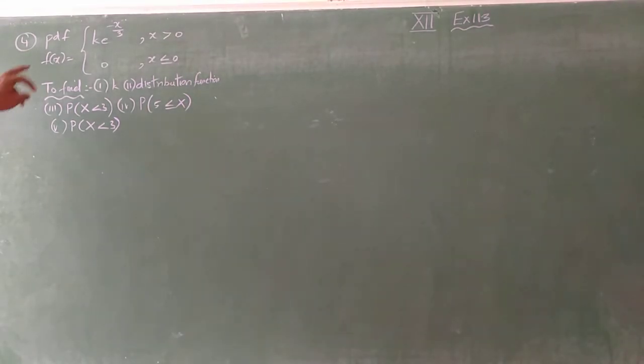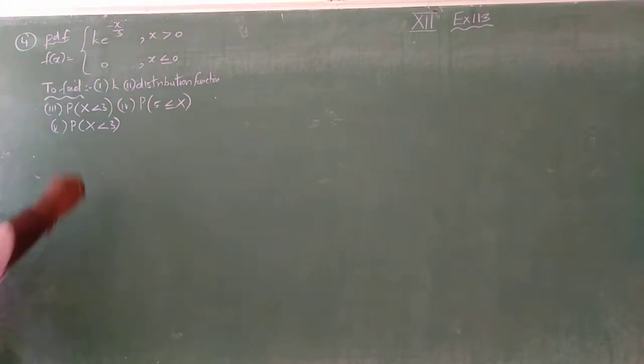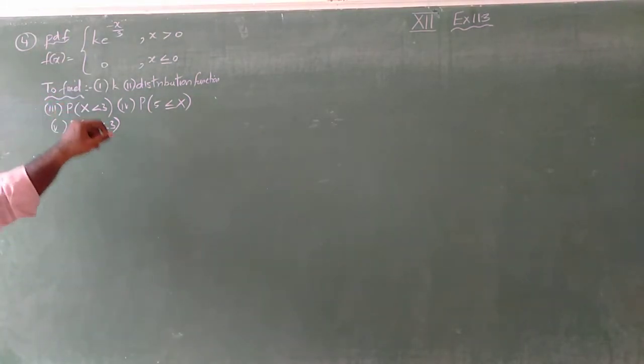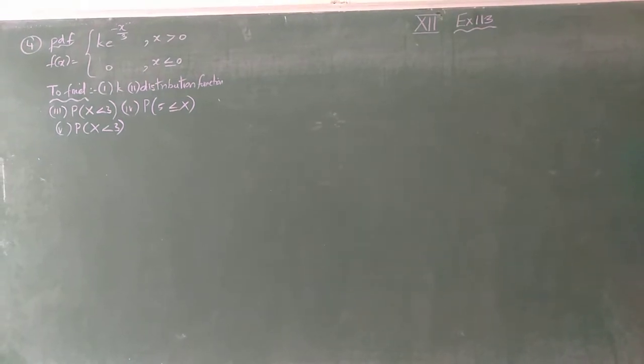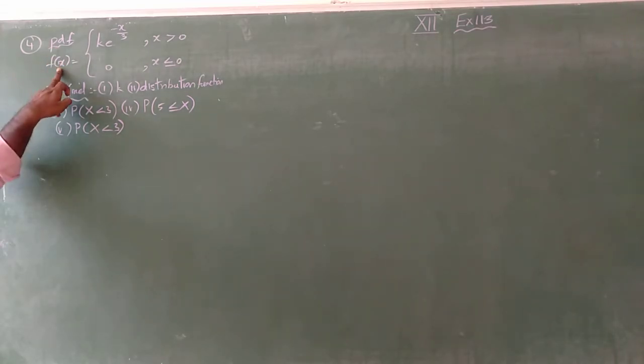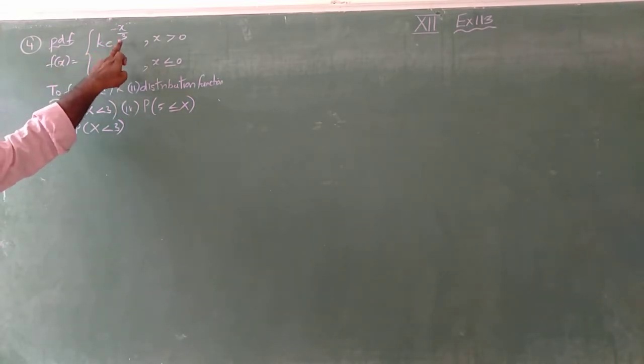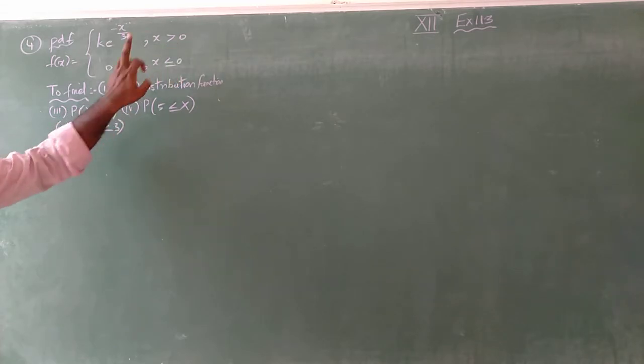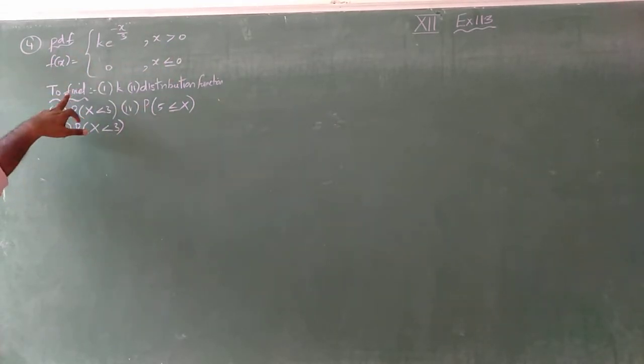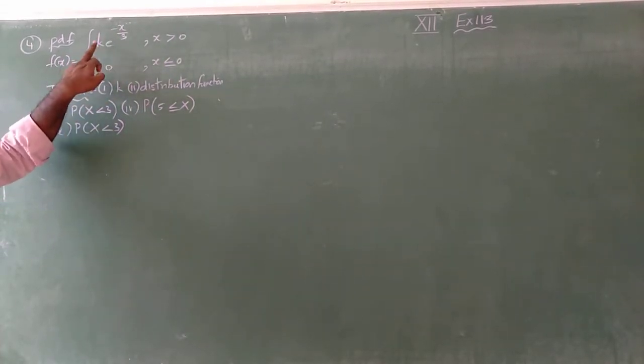Fourth sum: the given PDF is a probability density function f of x, equal to k e power minus x by 3 where x is greater than 0, and 0 where x is less than or equal to 0. I need to find k.